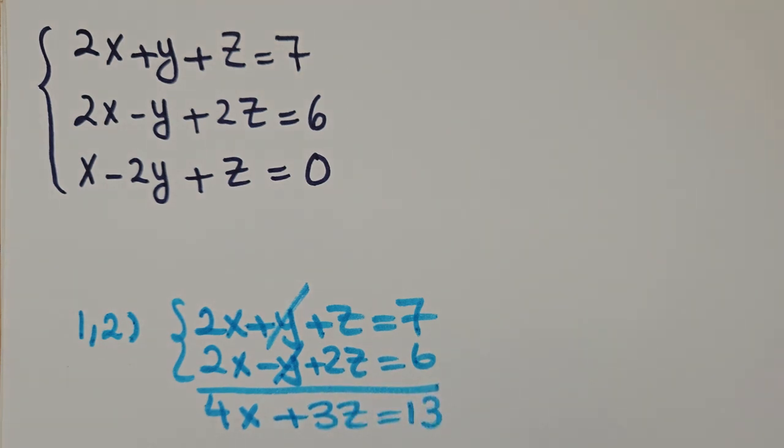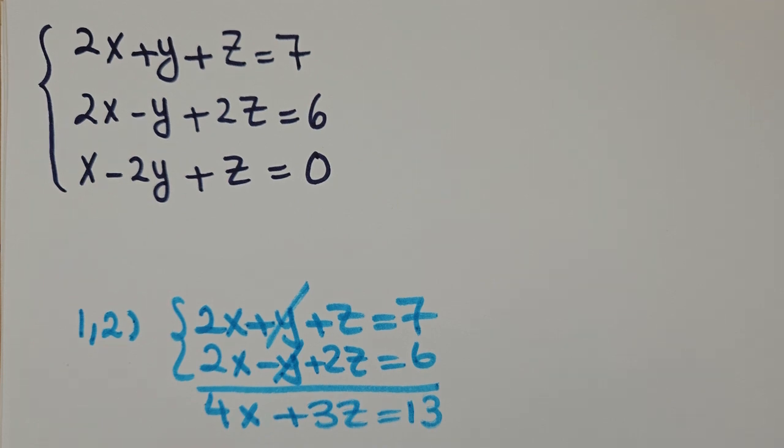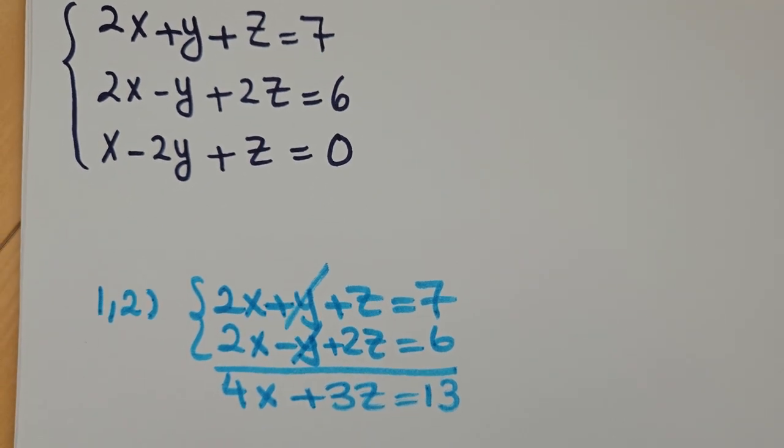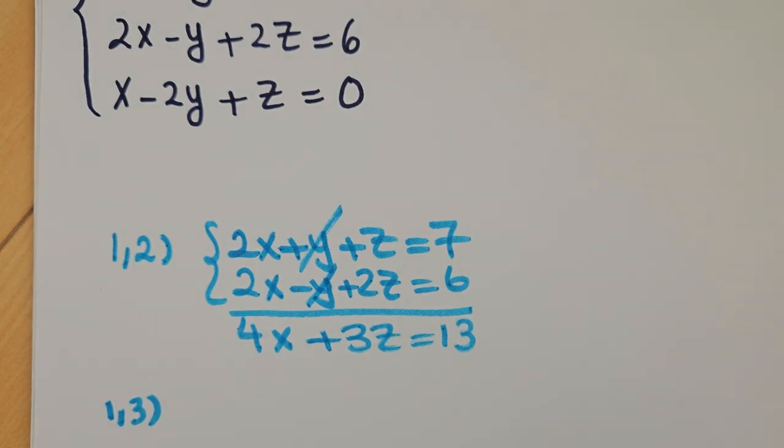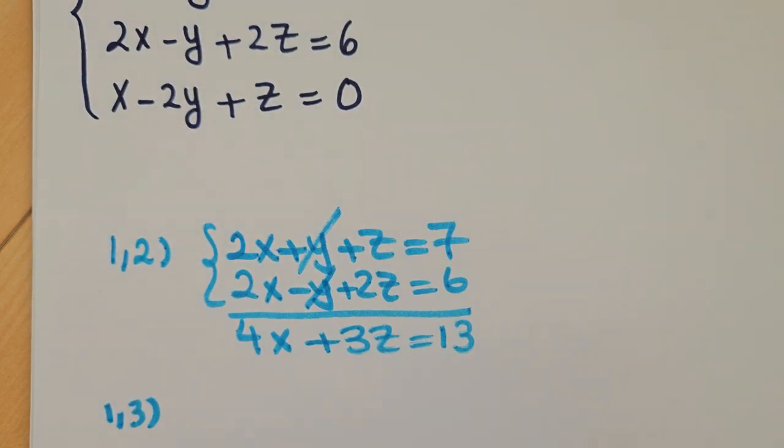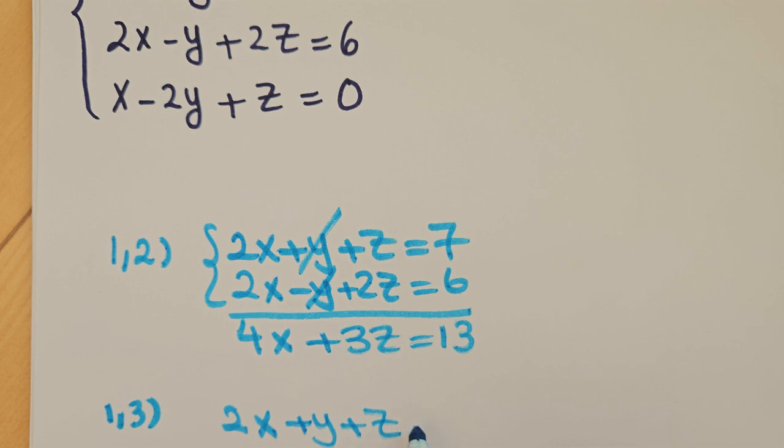This will cancel out: 4x plus 3z is equal to 13. Okay, so remember, which variable was eliminated? Y. Now for this second combination, I want to take equation number 1 and number 3. So 2x plus y plus z equals 7, and equation number 3 is x minus 2y plus z is equal to 0.